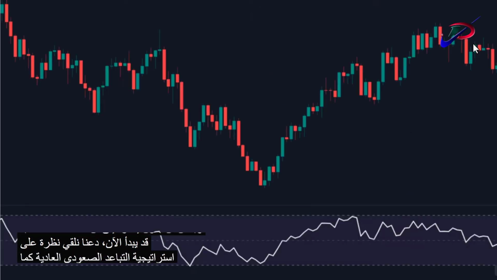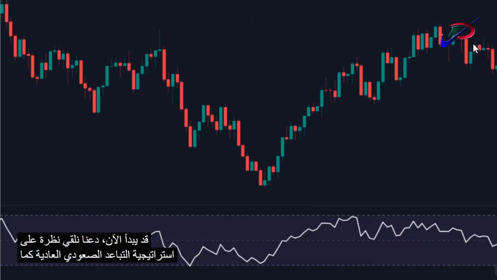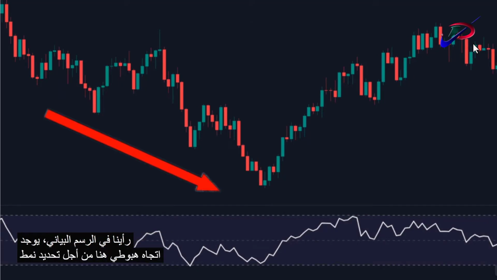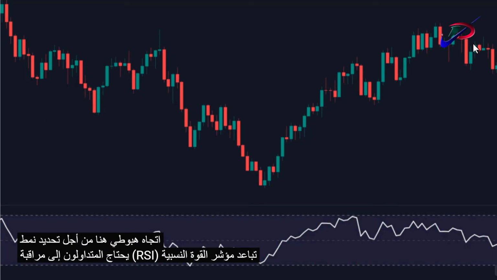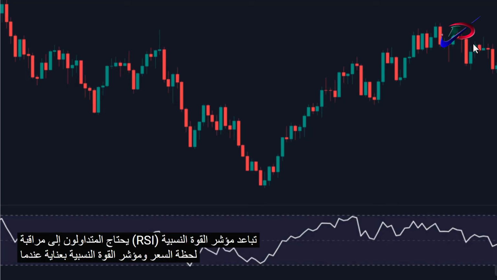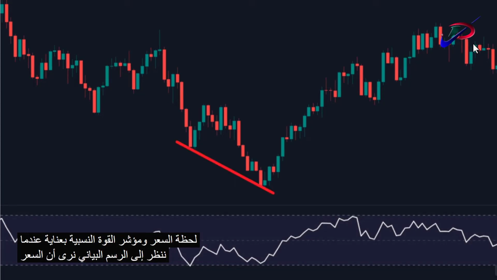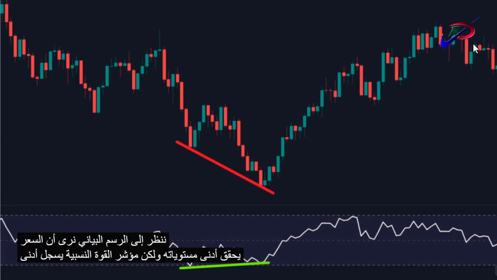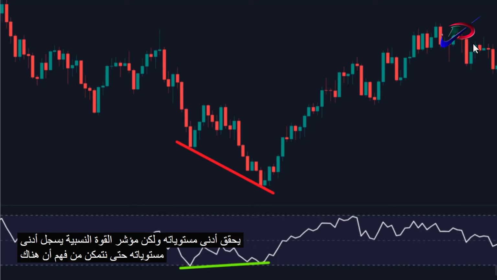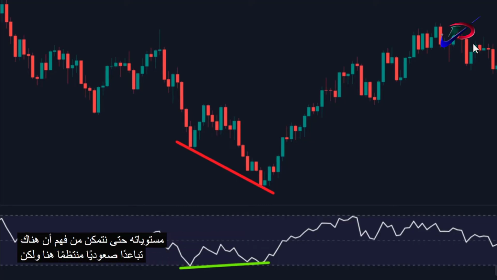Now, let's look at regular bullish divergence strategy. As we saw in the chart, there's a downward trend in here. In order to identify RSI divergence pattern, traders need to watch the price movement and RSI carefully. When we look at the chart, we see that price makes lower lows, but RSI makes higher lows. So we can understand that there's a regular bullish divergence in here. But traders shouldn't open a position just because a divergence pattern occurs, because it can be a false signal. Therefore, in order to reduce the risk, traders need to look for additional confirmations.